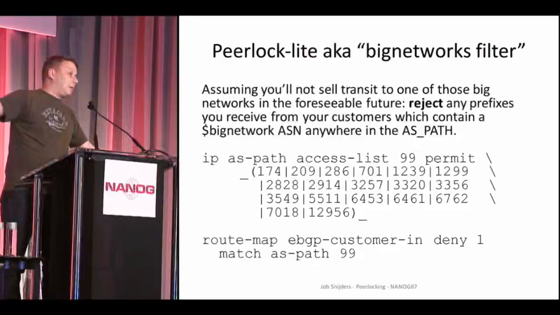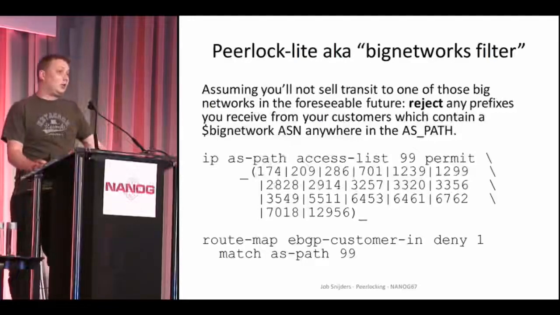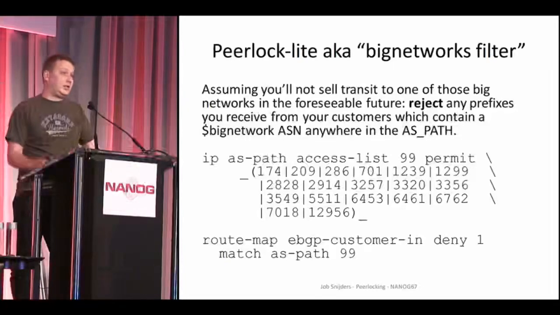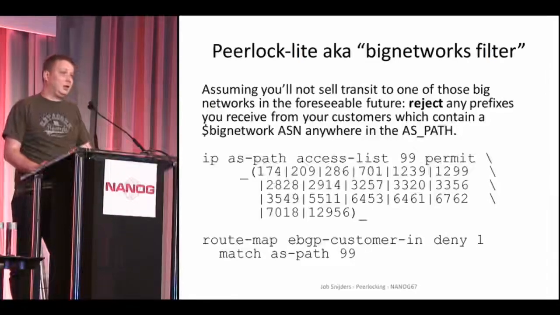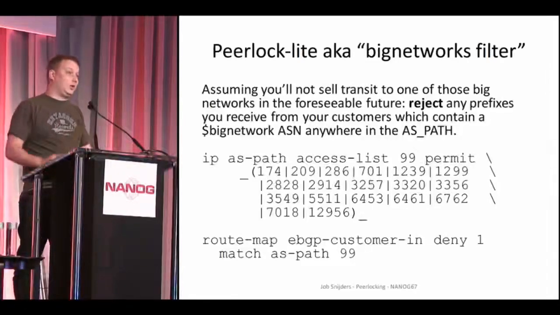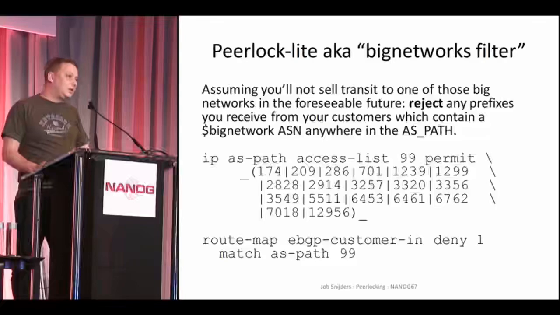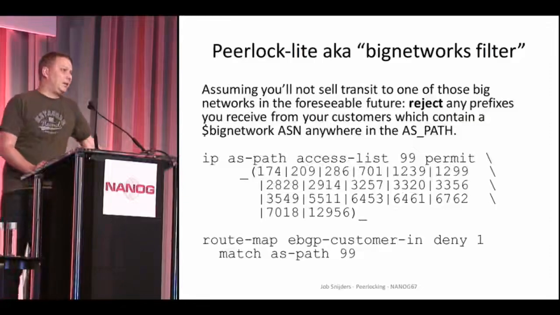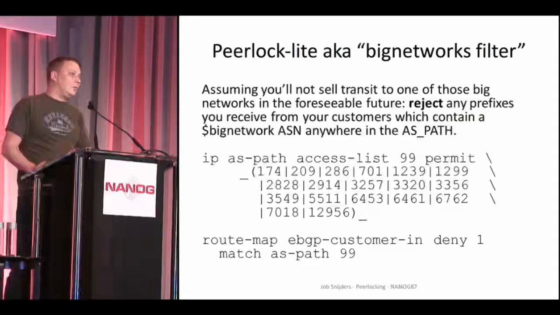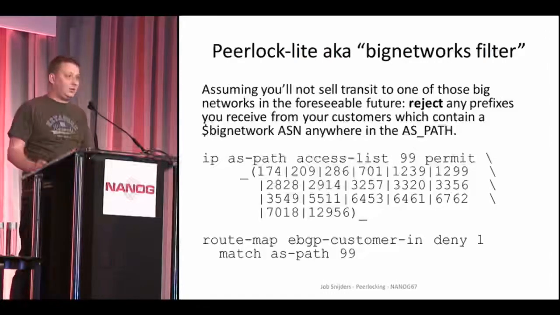So if you implement a filter like this on all your customer-facing sessions, then if your transit customer, for whatever reason, accidentally leaks a full table towards you, this filter will at least dampen the amount of cruft you might receive. And I expect this list to be relatively static. It would be something that you might need to revisit once a year or once every 2 years. So this is very low-hanging fruit.